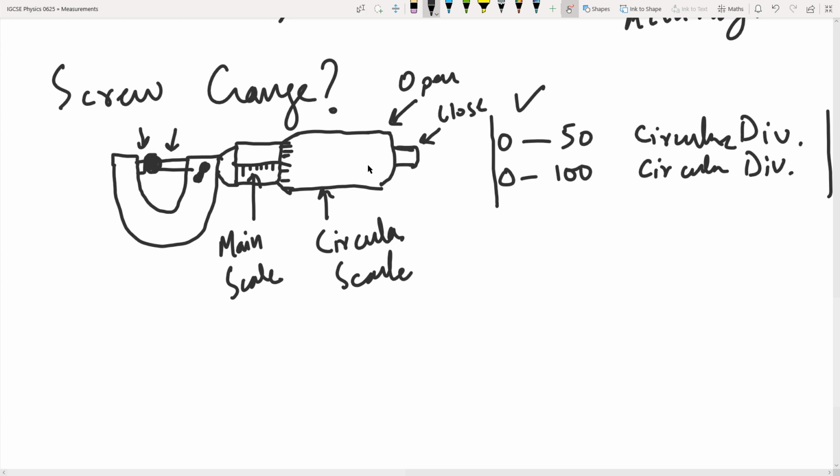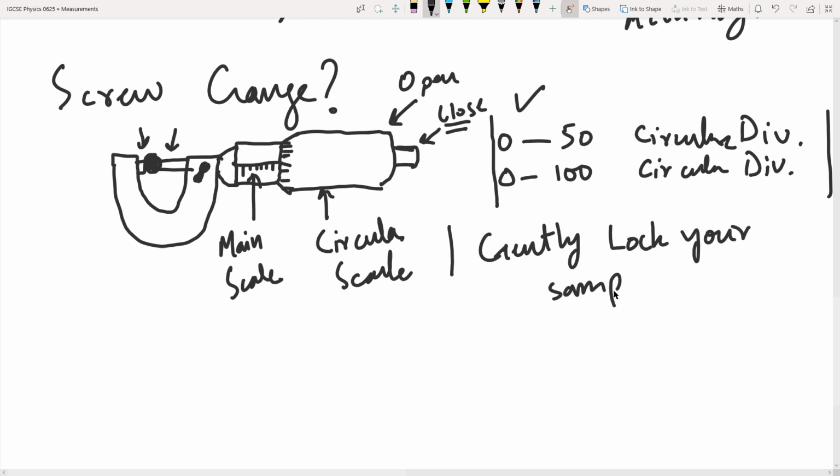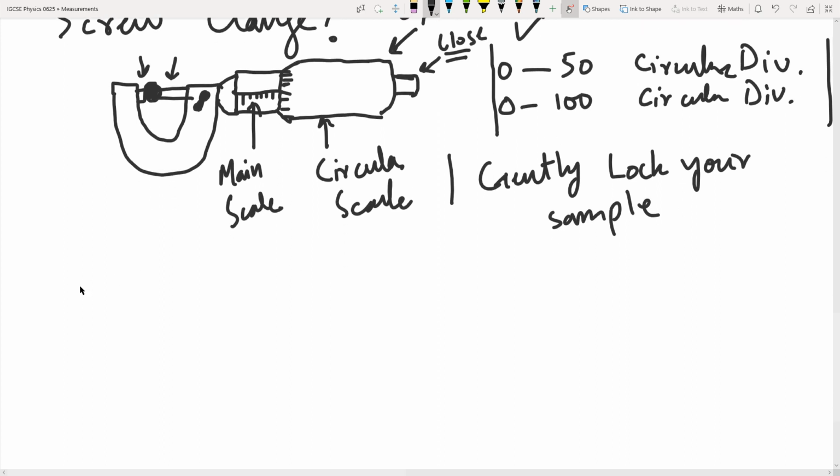In case you try to push or close the object using this one, the main circular scale, it may crush or damage your sample, right? So this will start to slip once you have gently placed it. So the first thing is to gently lock your sample, that's the most important part. You need to gently lock your sample into the screw gauge. Once you do that, you're going to get a main scale reading, right?